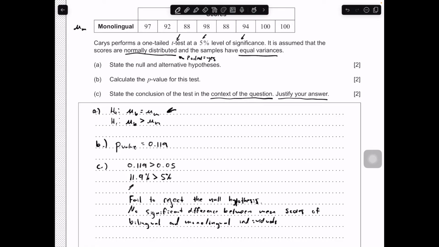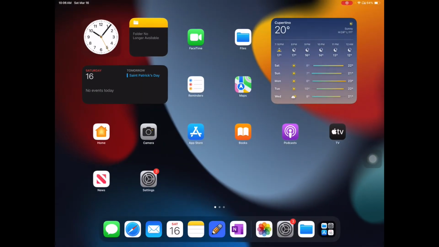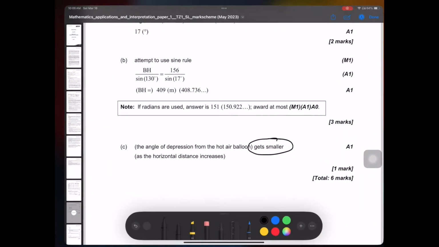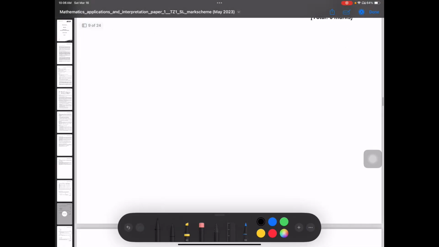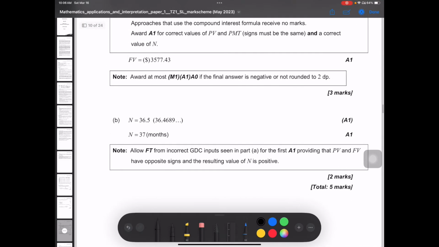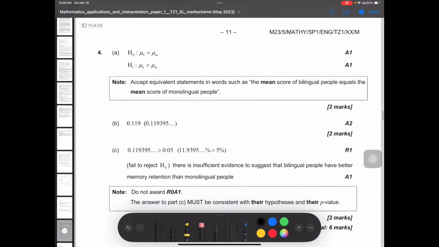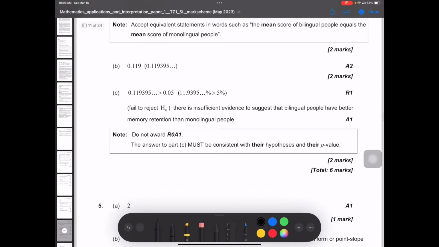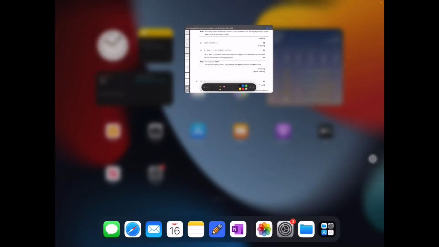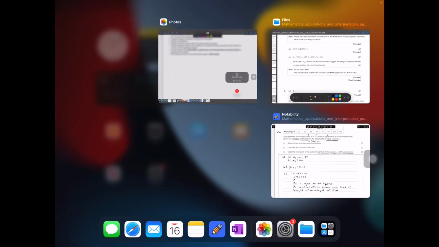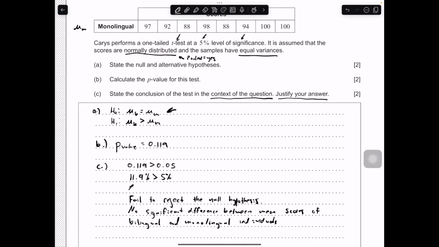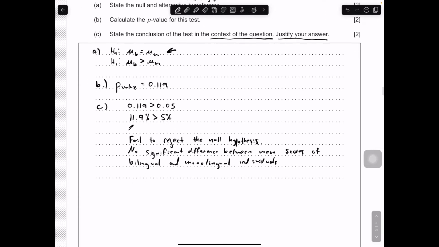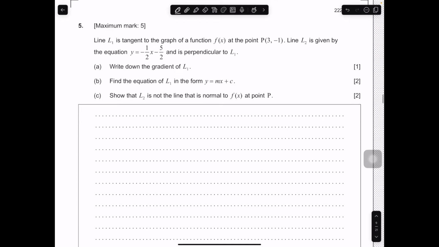Let's go ahead and see what the mark scheme has to say about that. There we go. Fail to reject the null hypothesis. Insufficient evidence to suggest that bilingual people have better memory retention than monolingual. Alright, let's keep going.